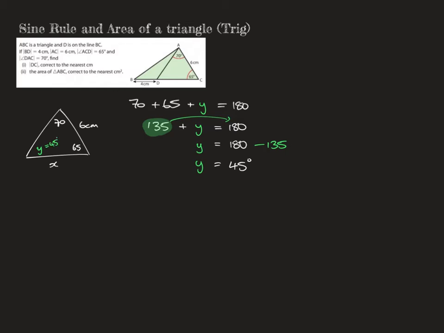Now I've got a side opposite an angle, and I have a side opposite an angle, so I can use that information. These will be paired together, and obviously these will be paired together. Using the sine rule, A over sine A will be equal to B over sine B.